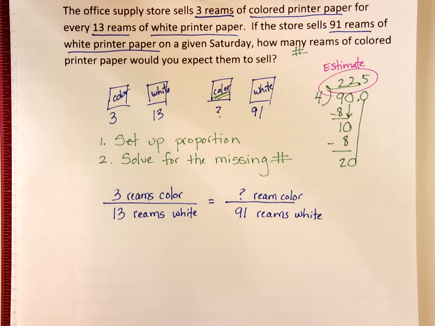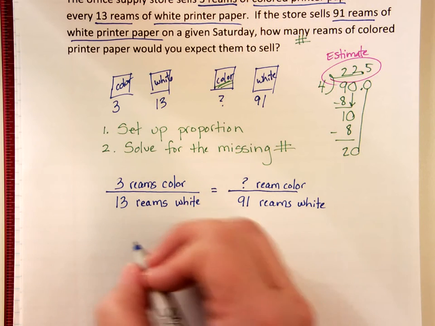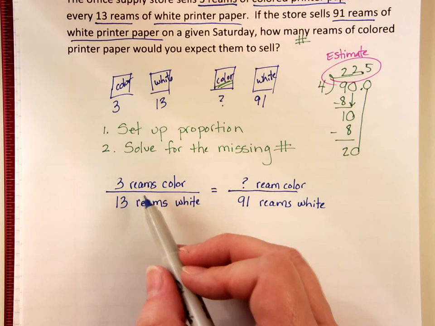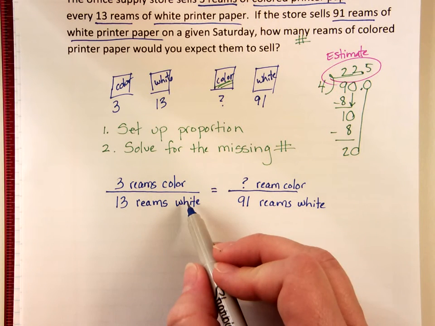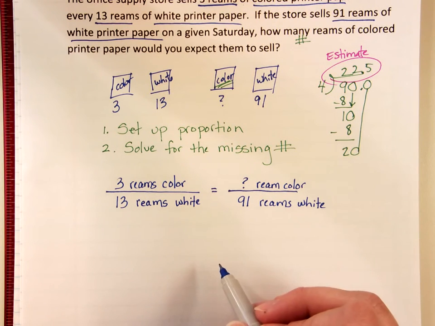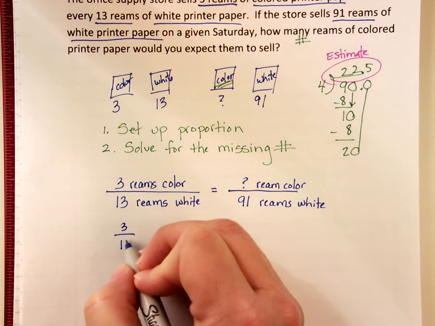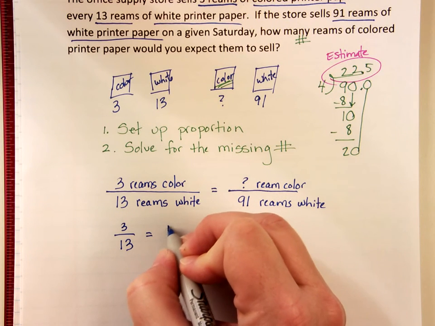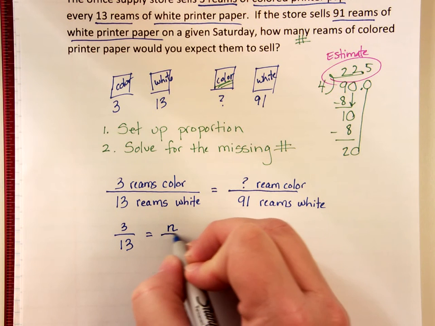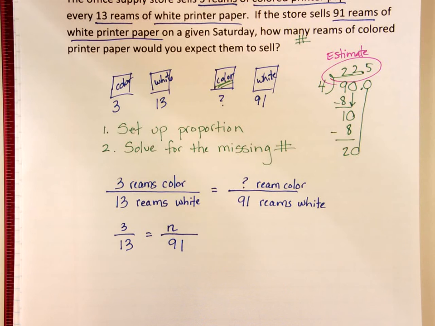And this is a proportion. Let's simplify it just a little bit by eliminating some of the words. We've already kept track of our units. We have reams of color on the top, reams of color on the top, reams of white on the bottom, reams of white on the bottom. They have to match like that. Now, if I was to write it out using just math, it would look like this: 3 over 13 equals, and mathematicians use an N, which stands for number, unknown number, N over 91. That's what we're going to be solving for.